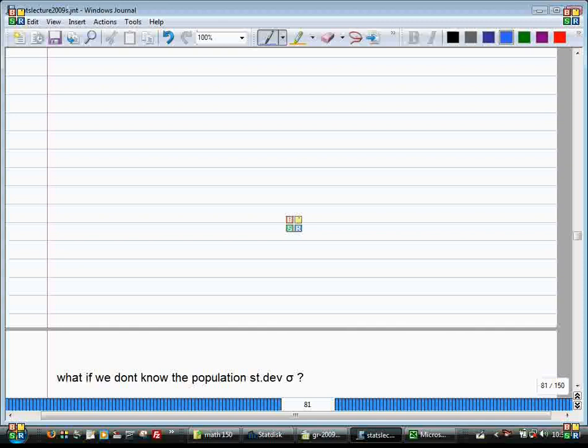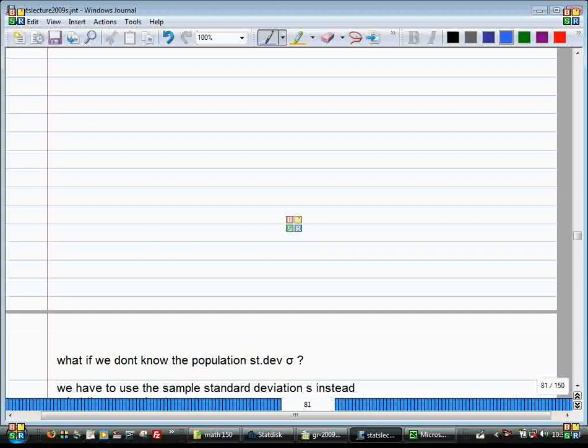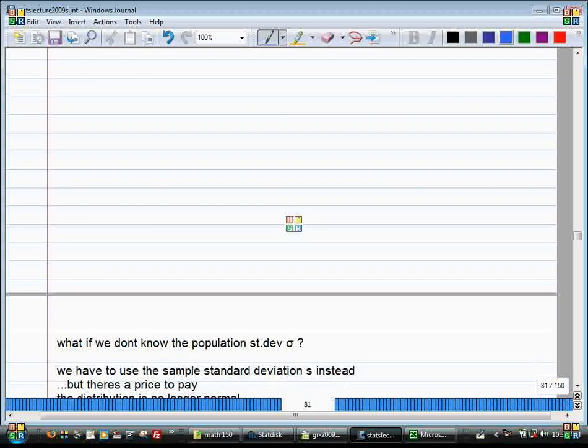There's mostly good news, a little bit of bad news. Here's the good news. If we don't use sigma, which is the standard deviation of the population, what can we use instead? Yes, the standard deviation of the sample. Do y'all remember the notation for that? Standard deviation, S. Okay. So that's the good news. Here's the bad news. There's a price to pay for using S.